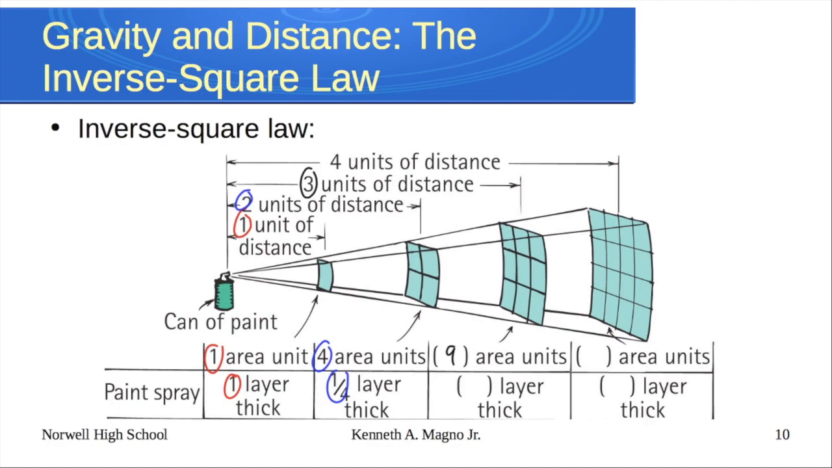So it would give me 9 areas. So that would become 1/9. All right. If I go out to 4, that would give me 16. That would give me 1/16. So just like the paint would get thinner and thinner and thinner, the force would get weaker and weaker, right? As I keep going out more and more distance away.